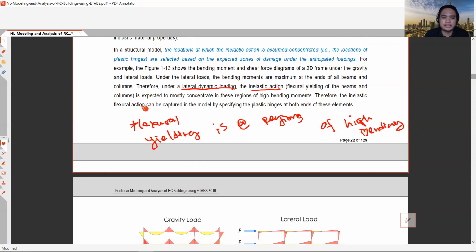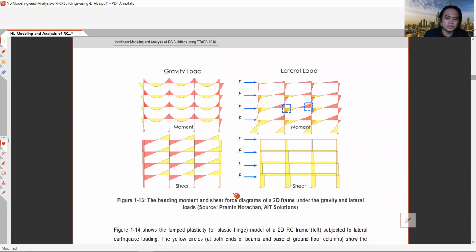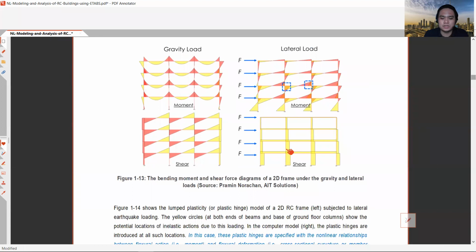Okay, so therefore the inelastic flexural action can be captured in the model by specifying the plastic hinges at both ends of these elements. So for example, this one. So in the figure 1-13 daw, it is the shear and bending diagram of a 2D frame under the gravity loads and under the lateral loads. So these are a source from the AIET solutions. Okay, so basic lang. So basic free moment shear and diagram.